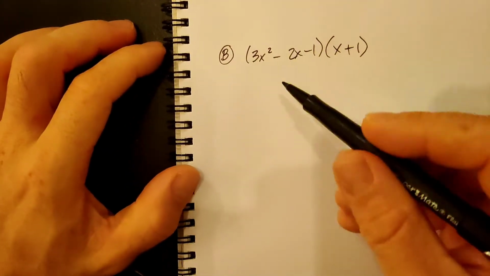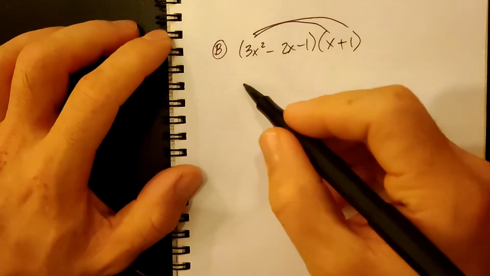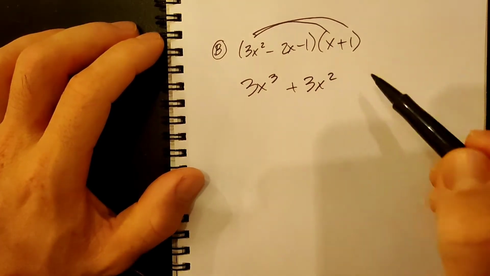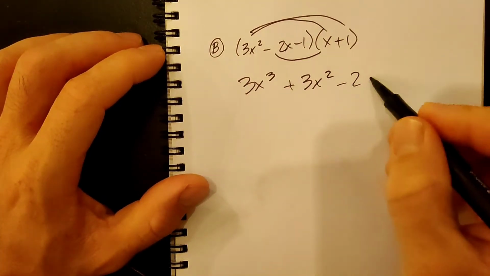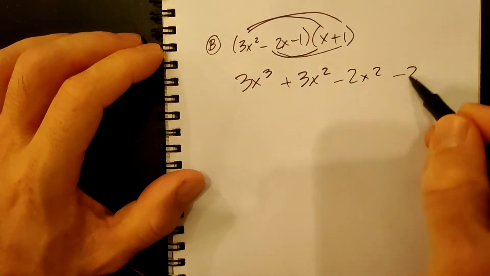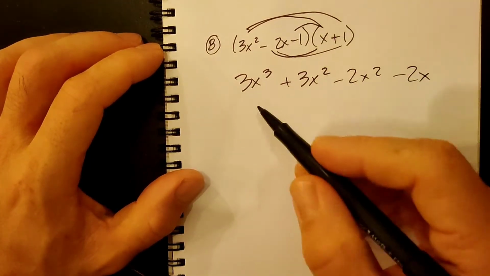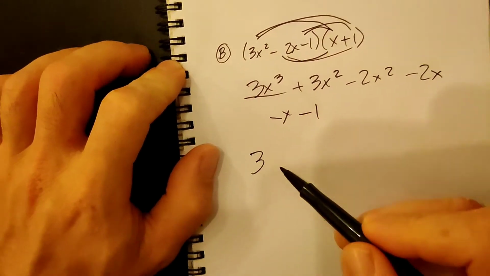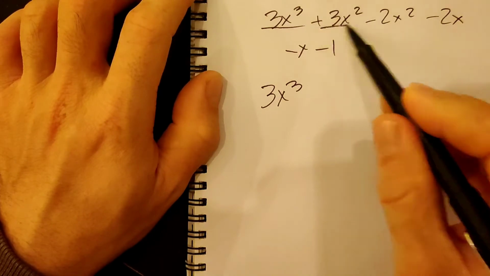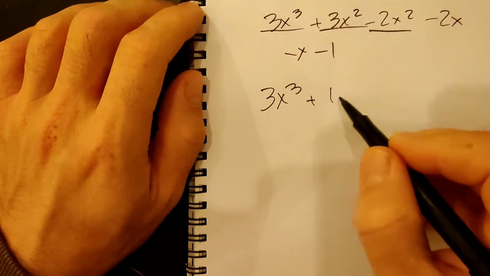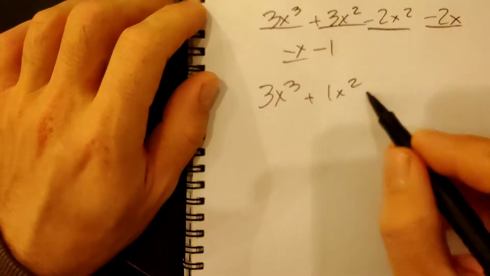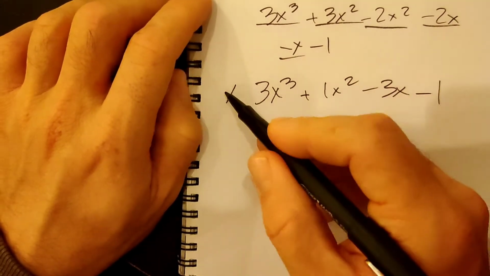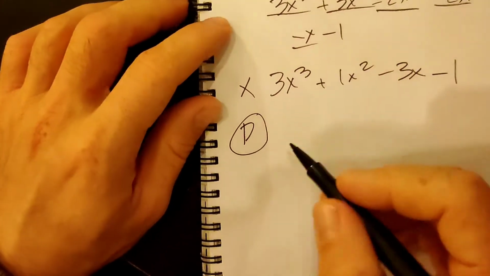All right, so I've written down B, guys. Going to multiply it out, so that's 3x to the third plus 3x squared minus 2x squared minus 2x minus x minus 1. All right, that doesn't combine with anything. That makes 1x squared minus 3x minus 1. All right, so that is not the correct answer, so that means it must be D.